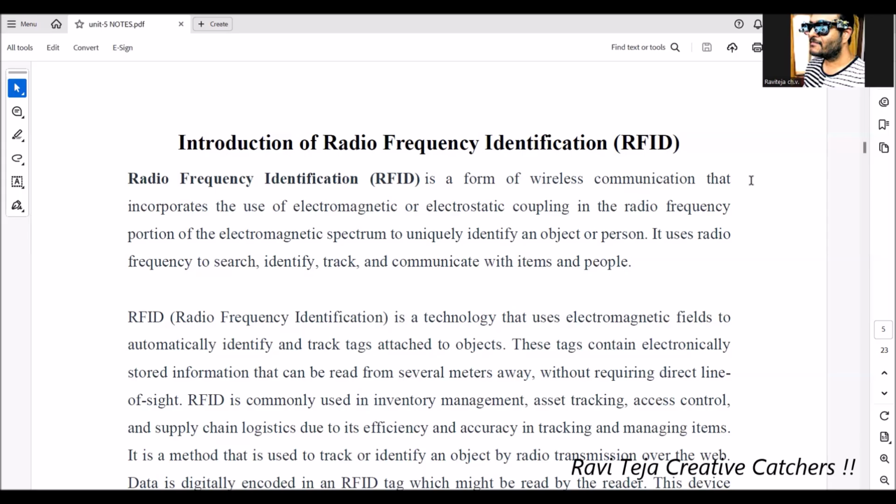I will be explaining what it actually contains, how the technology works, and how it can be used in various applications. We are now going to see the different types of RFID technologies.